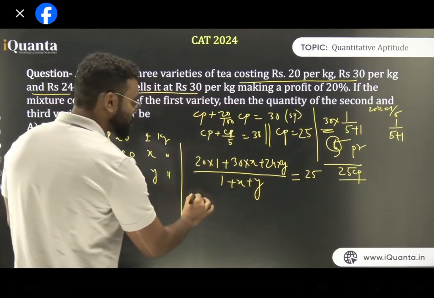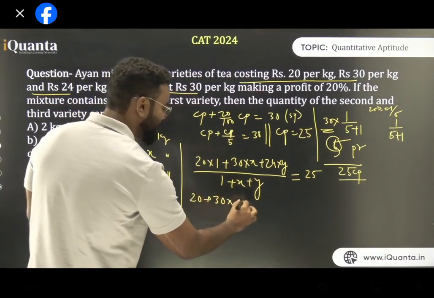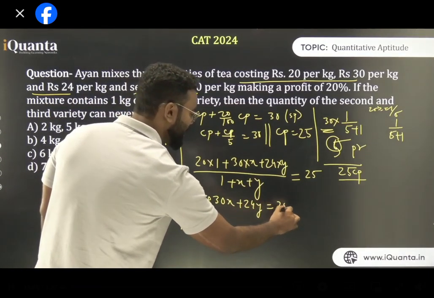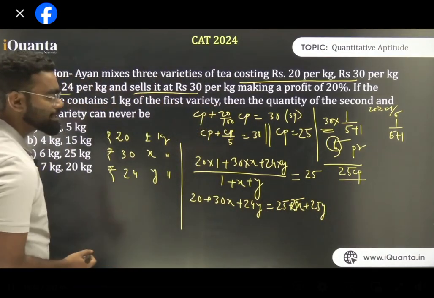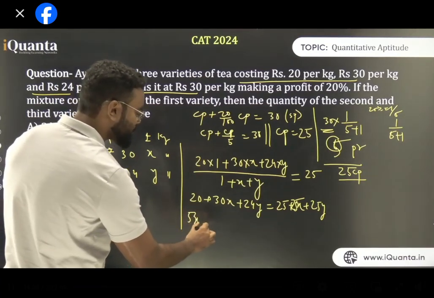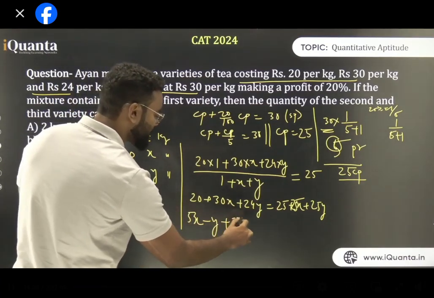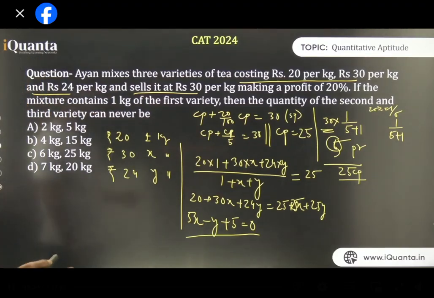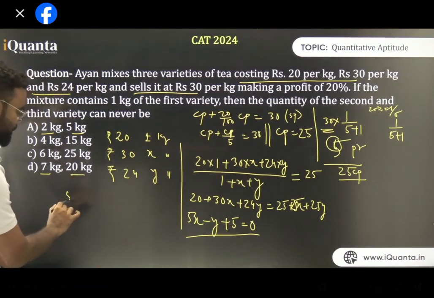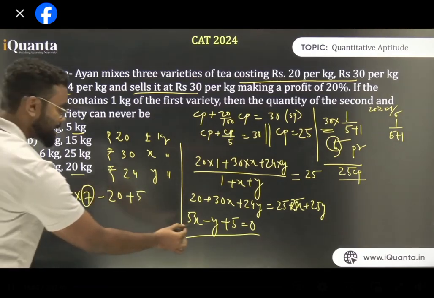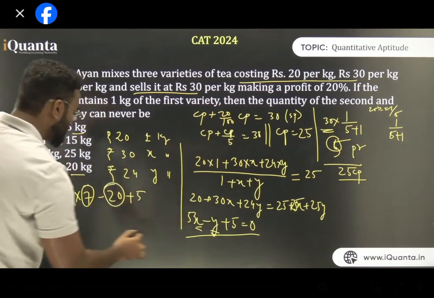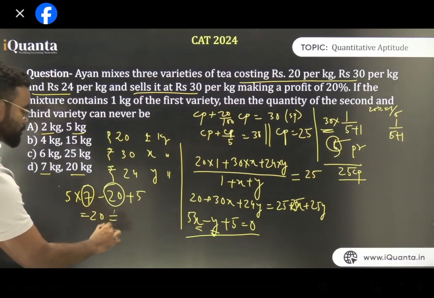So I can write 20 plus 30x plus 24y is nothing but 25 plus 25x plus 25y. If you get all of these things on one side, you will get 5x minus y plus 5 is equal to 0, assuming my calculations are correct. That is 5x minus 5y plus 5 is 0. Now you need to put the values of these two and see where it is not possible. If you put the value of 7 and 20, 5 into 7, minus 20 plus 5. I'm putting 7 in place of x and 20 in place of y. So this is 35, 40, so the answer is 20, which is not equal to 0, hence D is your answer.